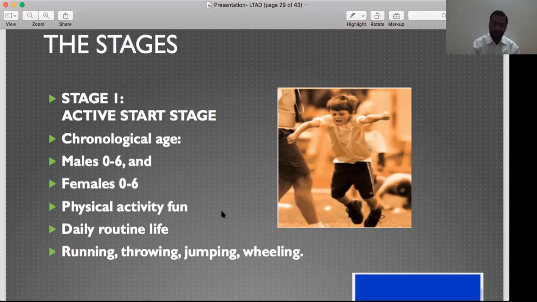He's learning running, throwing, jumping, wheeling. There is no organization, there is no structure, there is no coaching. There is somebody just supervising. He's just running and jumping, and nobody tells him what needs to be done. But that needs to be started at the earliest. The earlier it gets, the better it becomes. The overall program becomes very good.